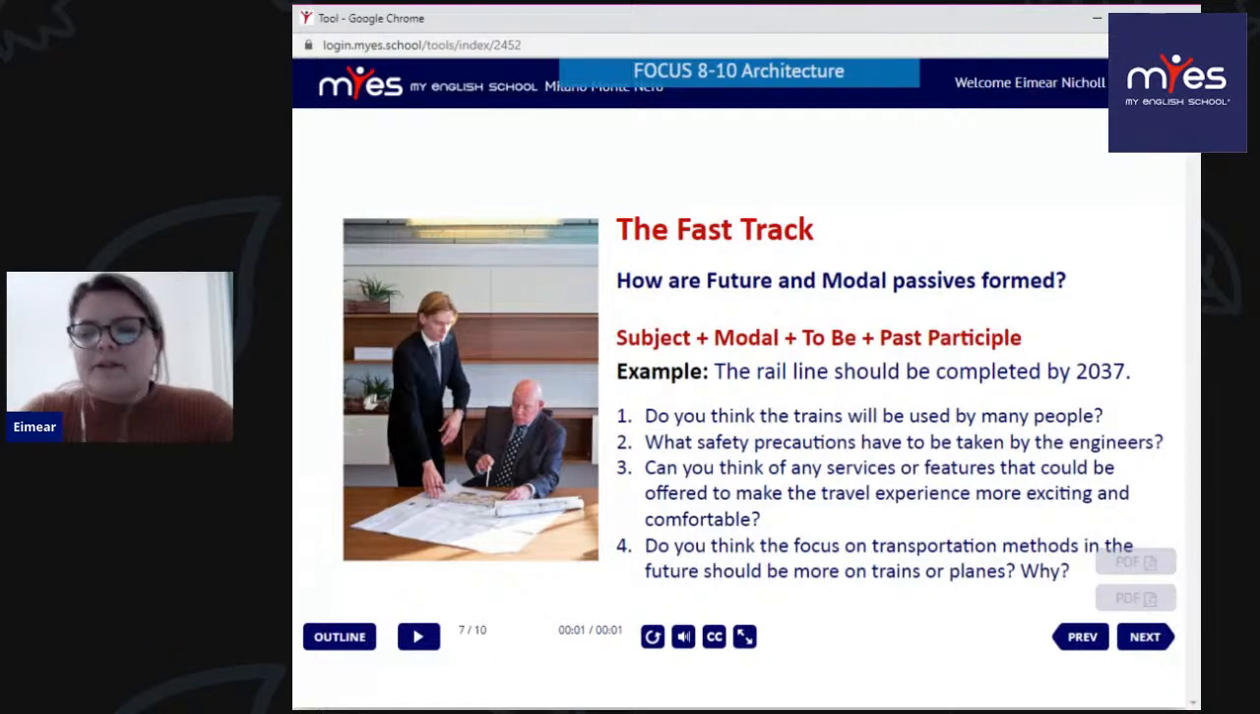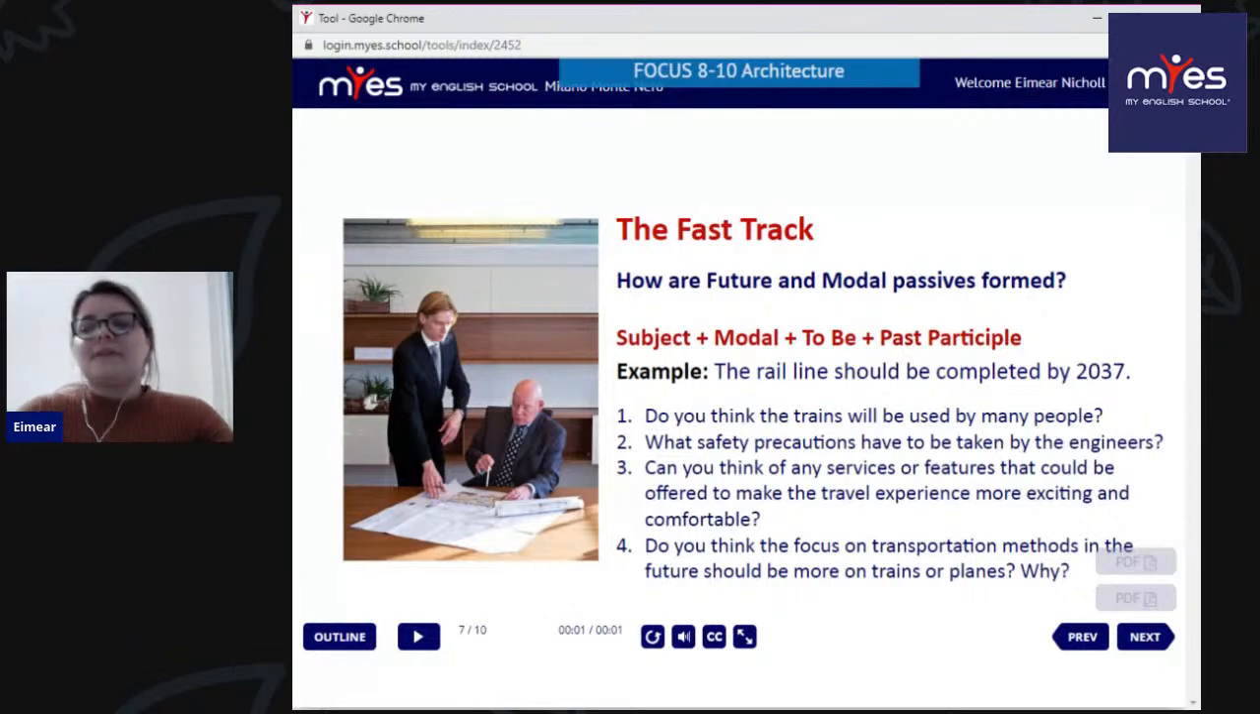Yes, because in Japan, public transport and trains are very popular and widely used. So yes, the trains will be used by many people. Number two, what safety precautions have to be taken by the engineers?